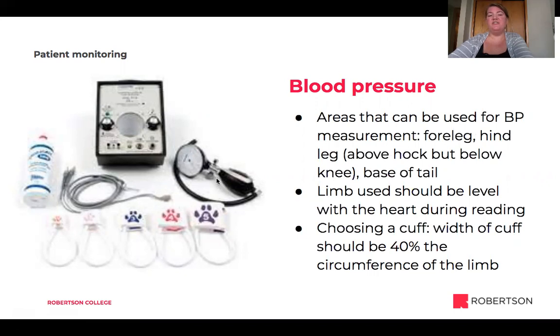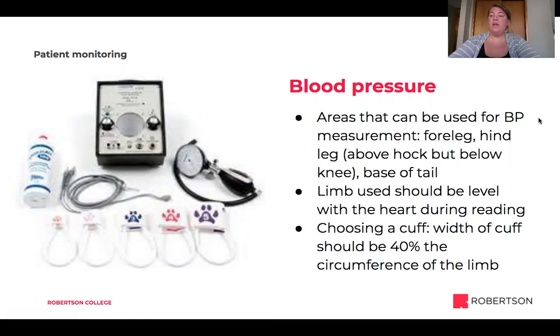So good thing. This picture shows up kind of blurry, but this is an example of using a Doppler. And this is called a sphygmomanometer, and that's what creates the pressure for the blood pressure. And then we have a variety of cuff sizes. So when we are selecting a cuff for blood pressure, we need to, first of all, choose a cuff. The width of the cuff is going to be 40% of the circumference of the limb. So you should have a measuring tape, measure where you're going to place the cuff, and then figure out what 40% of that measurement is and choose that size.